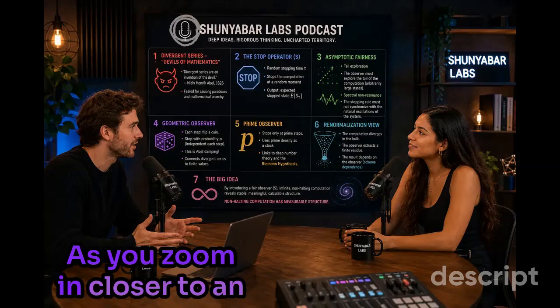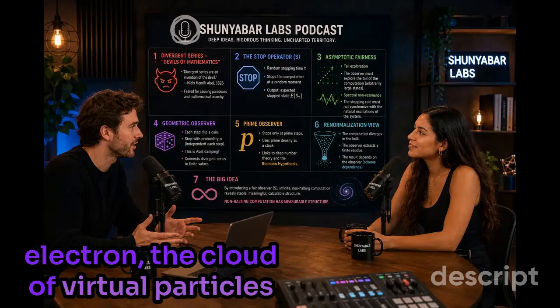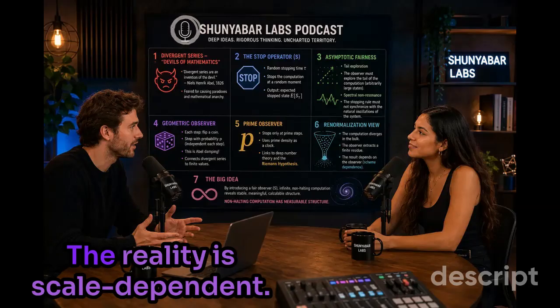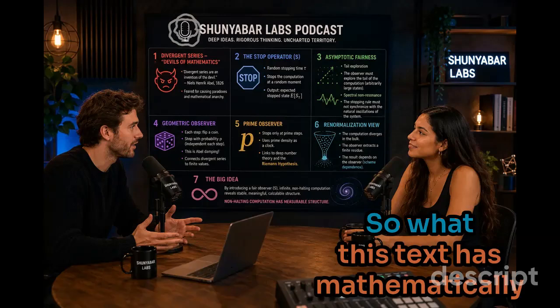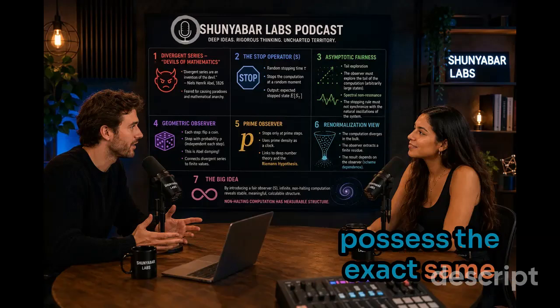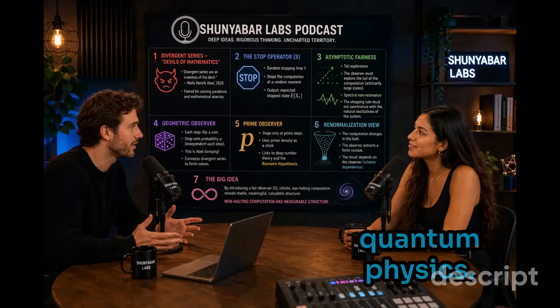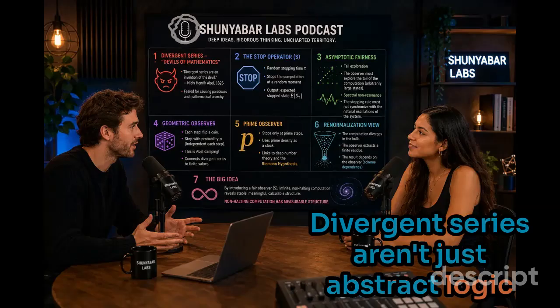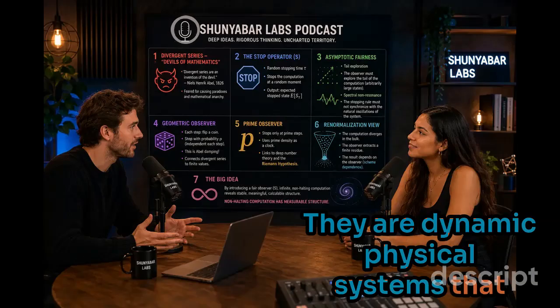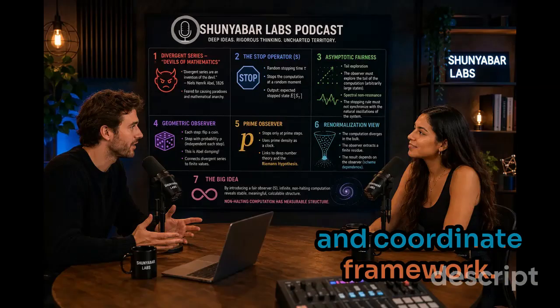As you zoom in closer to an electron, the cloud of virtual particles in the quantum vacuum changes your measurement. The reality is scale dependent. So what this text has mathematically proven is that computational algorithms possess the exact same quantum physics. Divergent series aren't just abstract logic puzzles that went off the rails. They are dynamic physical systems that respond to the observer scale and coordinate framework.